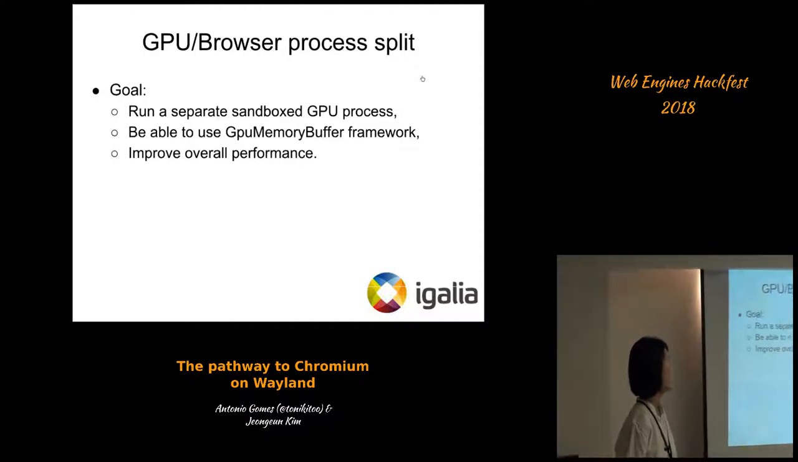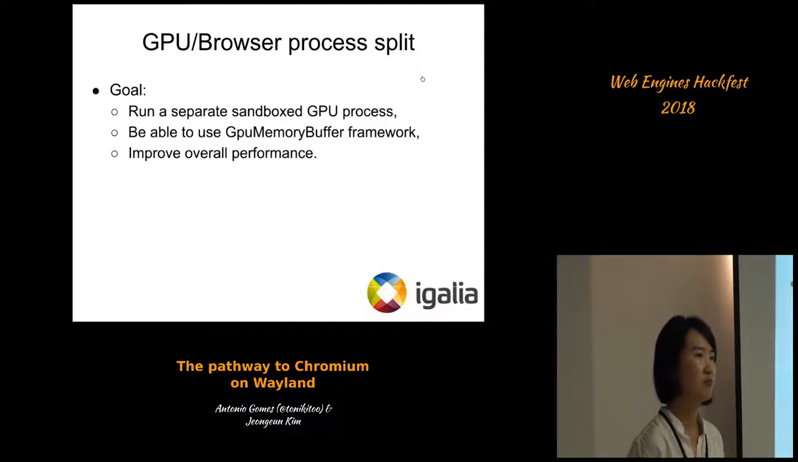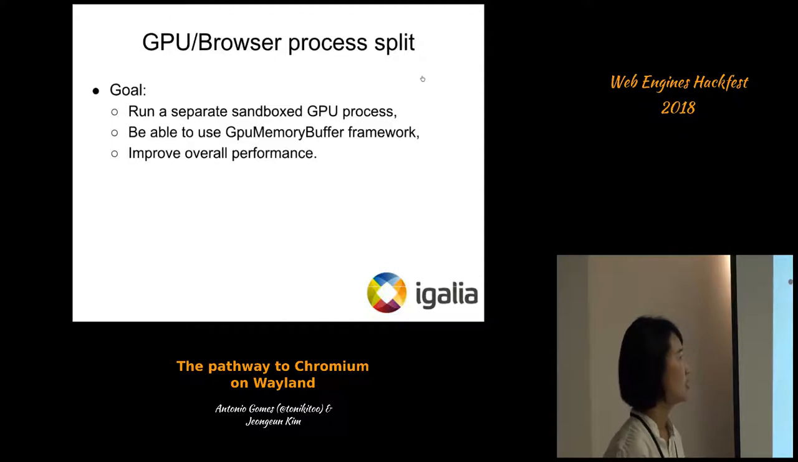GPU browser process three. According to the Chromium multiprocess model, we created the graphic buffer in the GPU process, delivered each file descriptor to the browser process, and set it to the Wayland buffer and Wayland surface. So we call it GPU browser process three. The goal is to run a separate GPU process and be able to use the GPU memory buffer framework, and we expected that it will help to improve overall performance.